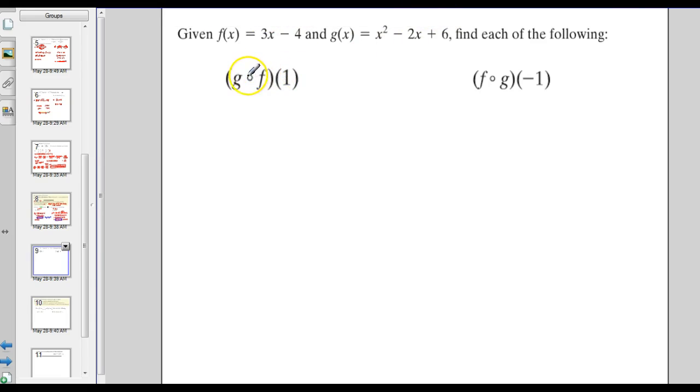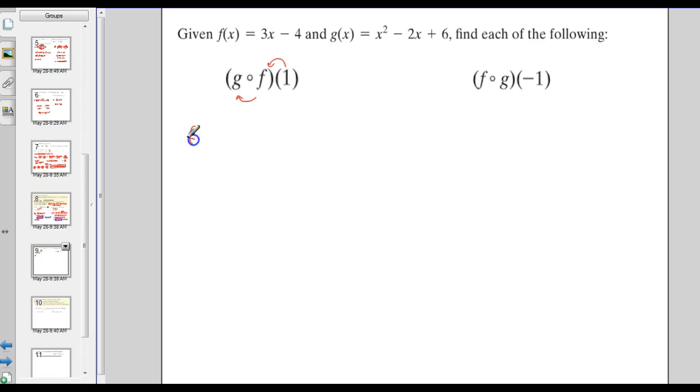Alright, now, if it doesn't have an x there, if it has a number, then that's saying plug 1 into f. Figure out what you get out when you put 1 into f, whatever you get out. Then plug that output into g. So 1 goes into f, you get another number. Plug that second number into g.